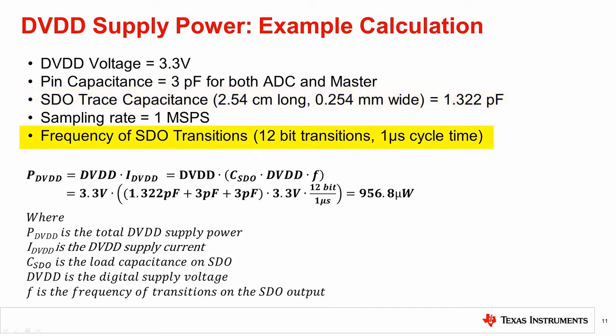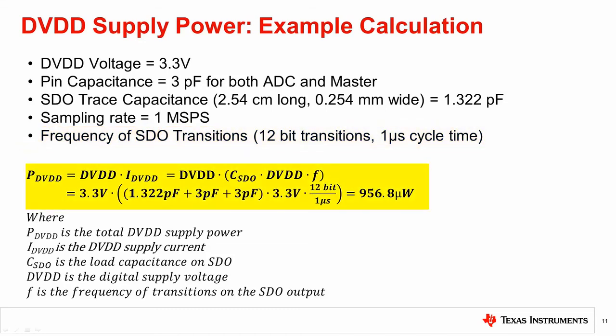Lastly, we need to figure out the frequency of SDO transitions. For this example, we have a 12-bit output, and with 12 bits, the worst-case scenario would be for the SDO line to transition on each bit, resulting in 12 SDO transitions. The frequency of SDO transitions is determined by taking the number of transitions and dividing it by time. Since the device is operating at 1 megasample per second, the cycle time is 1 microsecond.